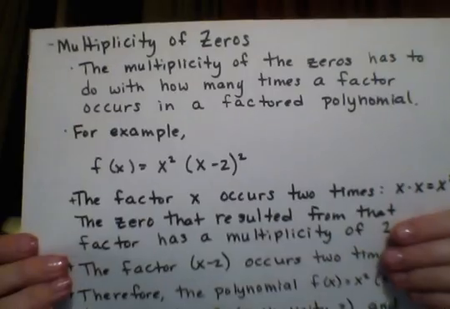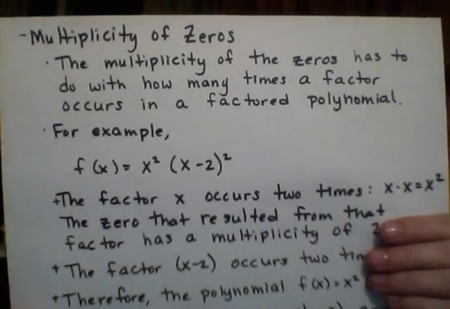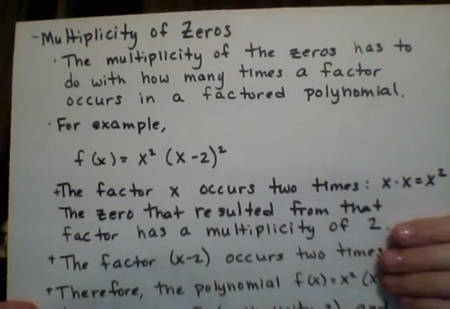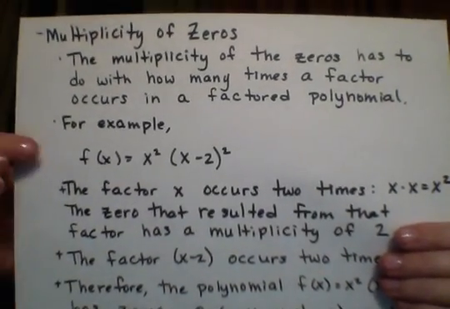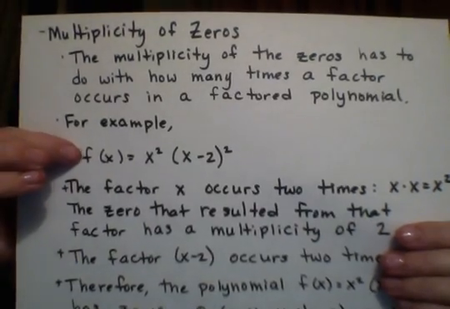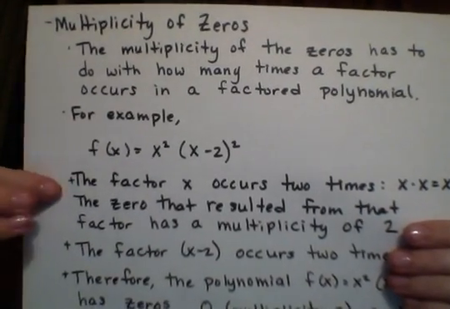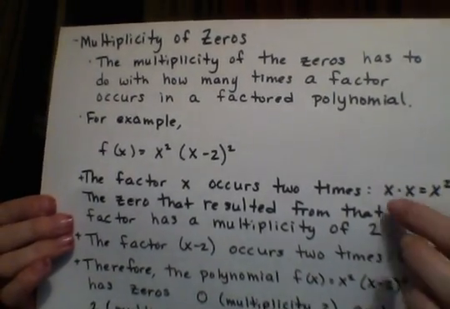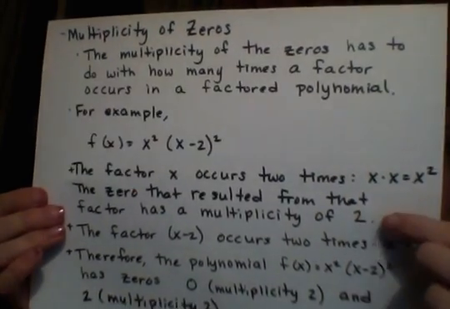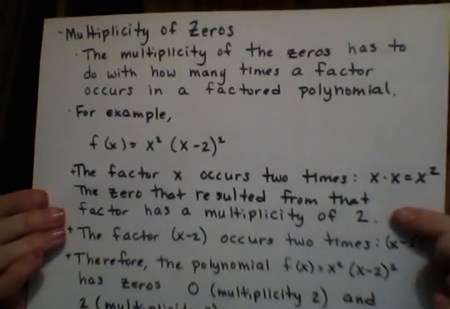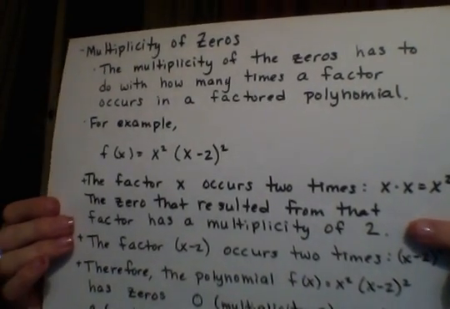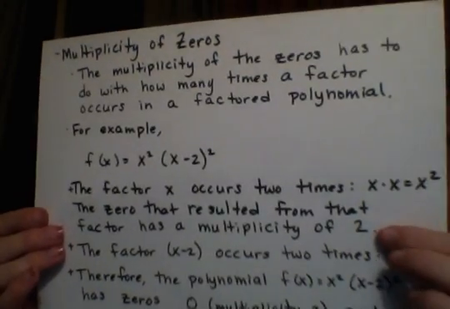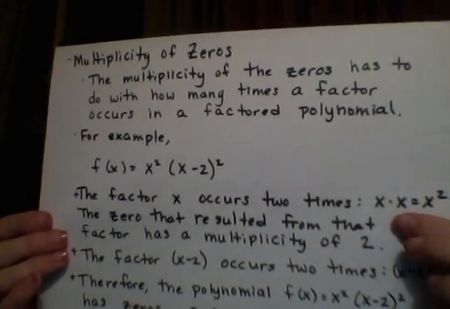The next thing that we need to talk about is something called multiplicity of zeros. So here are the notes for that. The multiplicity of the zeros has to do with how many times a factor occurs in a factored polynomial. If we look at the last one that we just did, when we factored it out, the factor of x occurs 2 times because x times x is x squared. So there are 2 factors of x there. The zero that resulted from that factor has a multiplicity of 2 because it occurred 2 times.